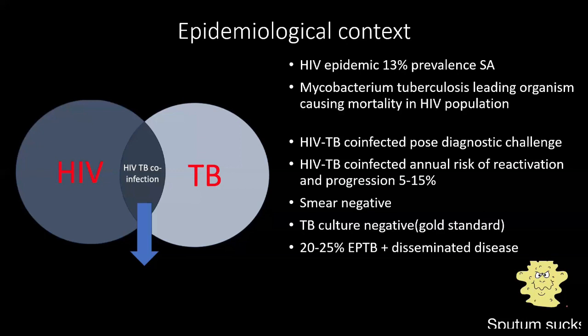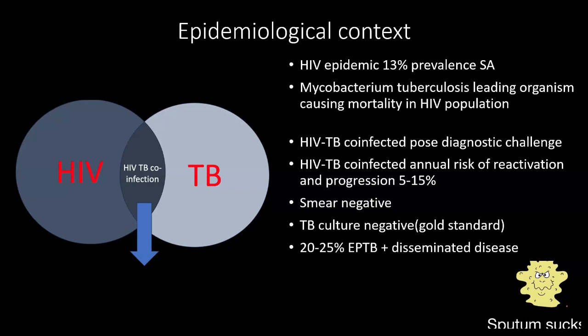So we know that this population poses diagnostic challenges. They often present differently. They often are sputum smear negative due to the poor paucibacillary nature of TB, and then they can even be TB culture negative. And then radiologically, they often have atypical x-rays, and that further leads to diagnostic delays. And then also in this co-infected population, 20 to 25% will also have extrapulmonary and disseminated disease. So that further increases the diagnostic challenges and the delayed initiation of TB treatment.